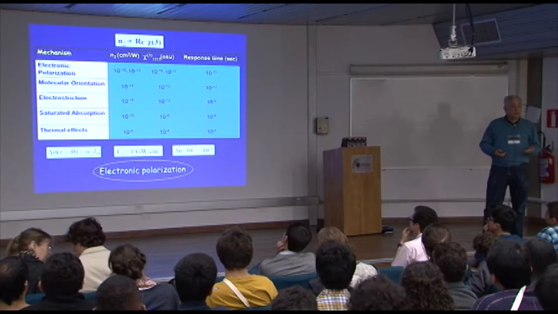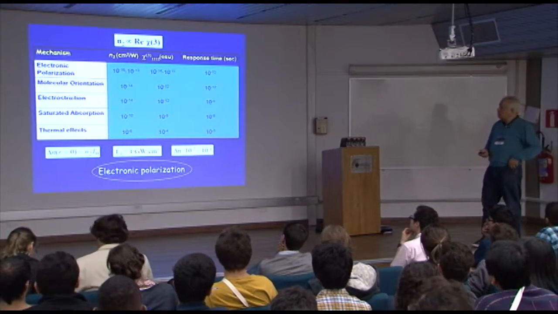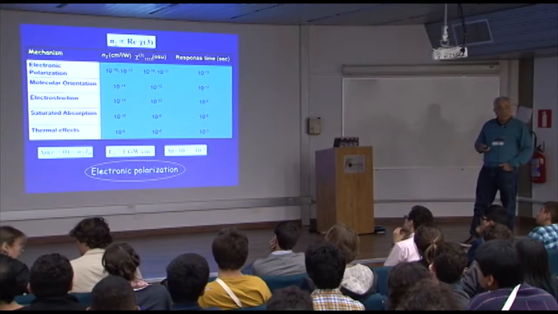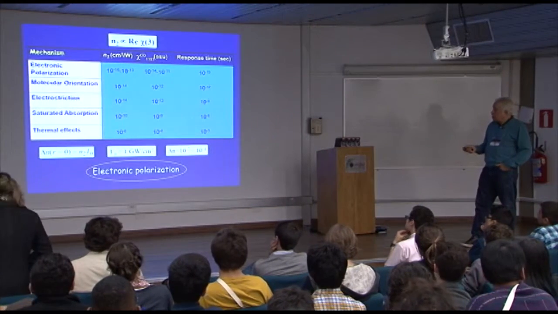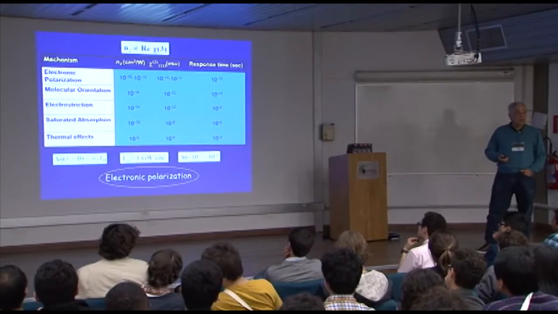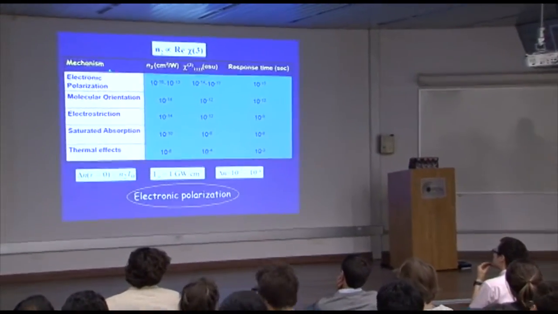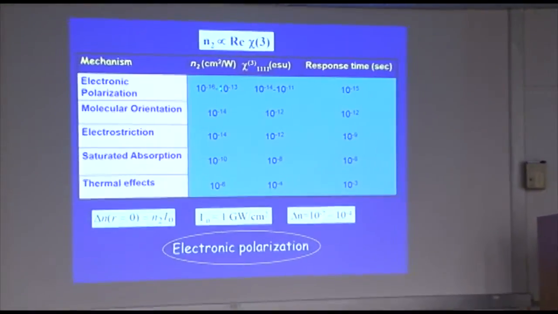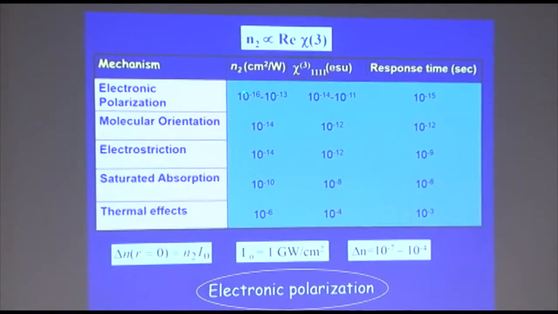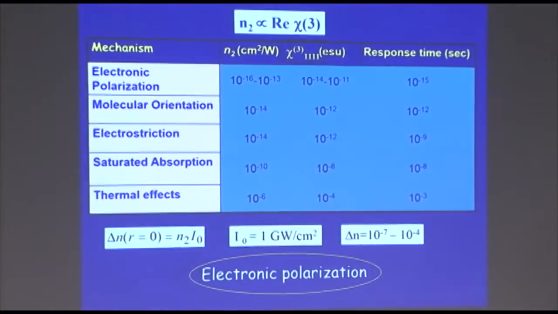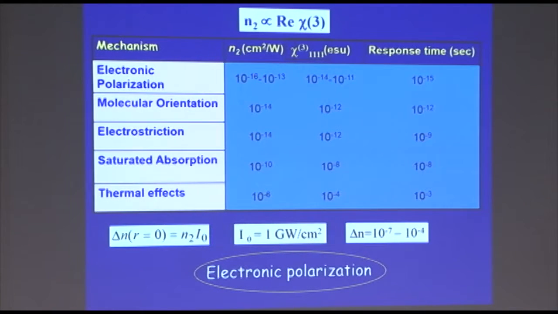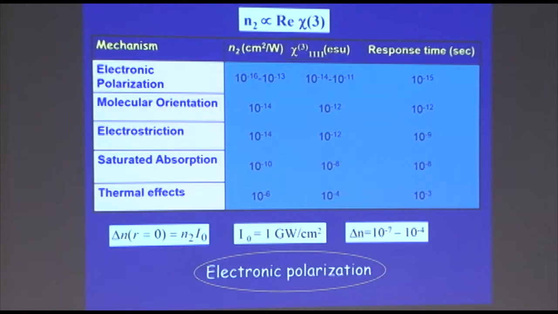The origin of this process, there are several different mechanisms. In this series of lectures, I'll be interested only in the electronic polarization. In this case, N2 typically varies between 10 to the minus 16 and 10 to the minus 13, and the response time is on the order of a femtosecond. Other mechanisms can be even stronger, like the thermal effects, but the response time is very, very long.